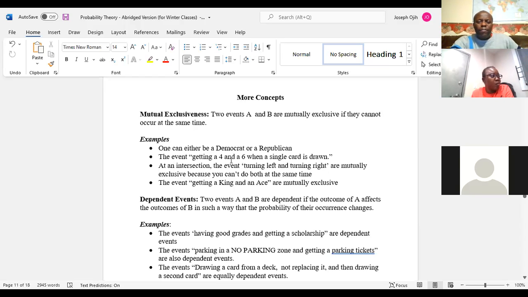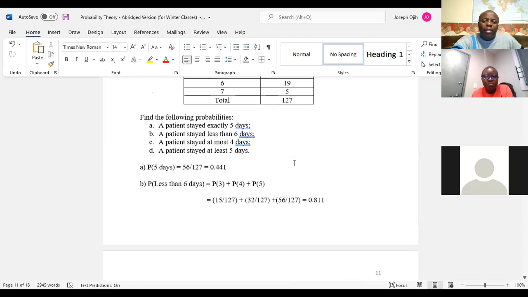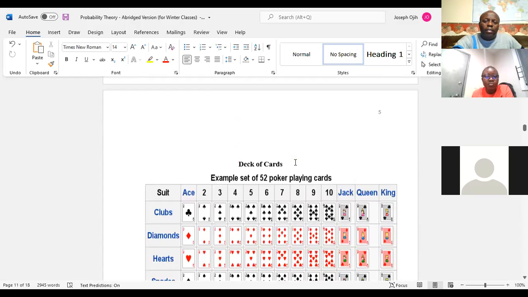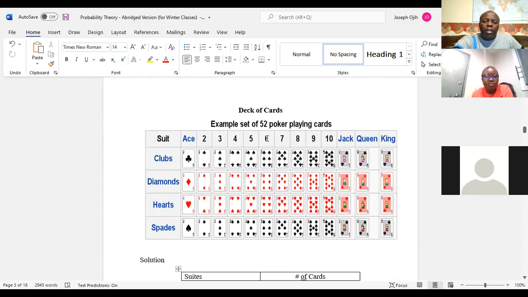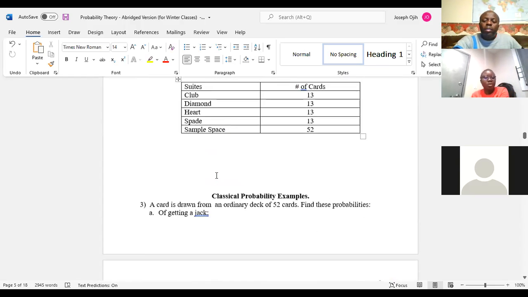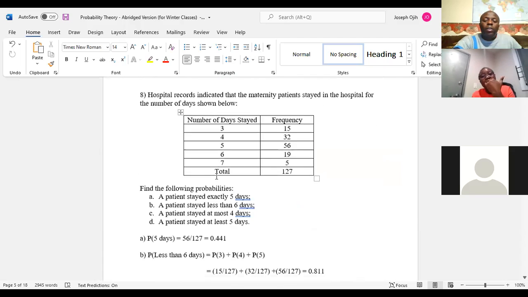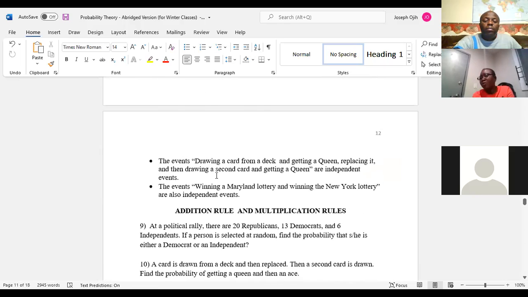Now, how about this? Getting a 4 and a 6 when a single card is drawn. If you remember our card game, if you draw one card from here, you cannot get 6 and 5 in the same card. It's not possible. Or 6 and 3 in the same card. If you draw this card, which is 3, you cannot get 6 there, so it's mutually exclusive. So events are mutually exclusive when one event occurs, it prevents the other event from occurring.